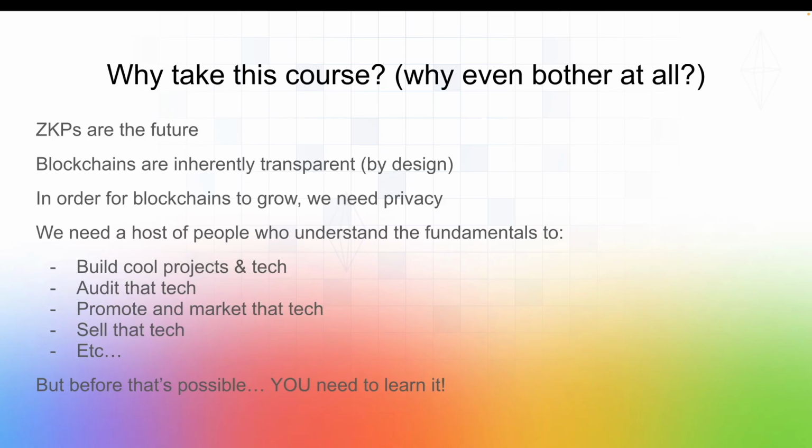There might be instances in which we want privacy, which we will be going into in the course in a second. And in order to be able to build privacy into blockchain systems, we need a host of people who understand the fundamentals. And this is because we need people who can build cool projects and tech. We need people to audit that tech. We need people to promote and market the tech, sell the tech, etc. We need all roles to be skilled up enough to be able to understand zero knowledge proofs to be able to fill these roles. So this course will hopefully equip you with the fundamentals in order to be able to get a job involving zero knowledge proofs or to expand your skill set.